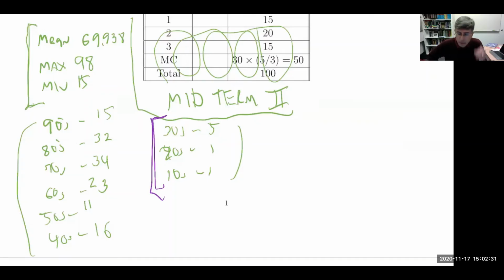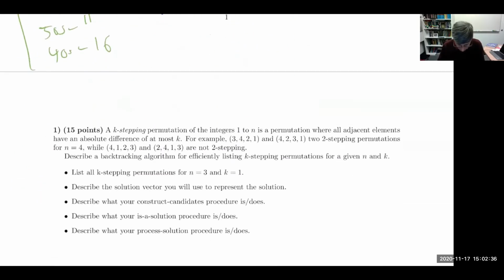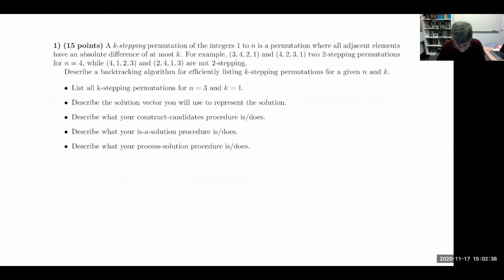Okay. I would like to go and review the questions on the midterm, the answers, pretty quickly. The first question was a backtracking question where you had to construct all permutations on n items where there was never more than a leap of k between successive elements.